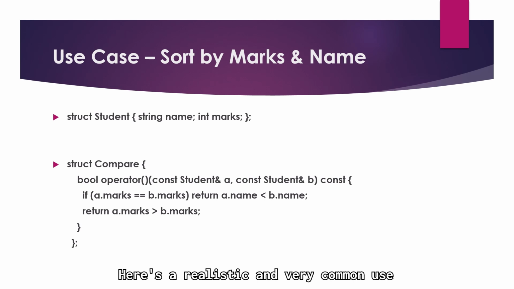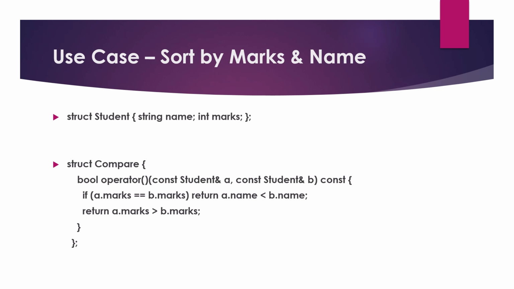Here's a realistic and very common use case. Sorting students first by their marks in descending order, and if the marks are equal, then alphabetically by their names. To achieve this, we define a student struct and a comparator that first checks marks and only checks names if marks are tied. This compound logic is a classic pattern, and you will encounter it frequently in ranking systems, data dashboards, and competitive programming problems.